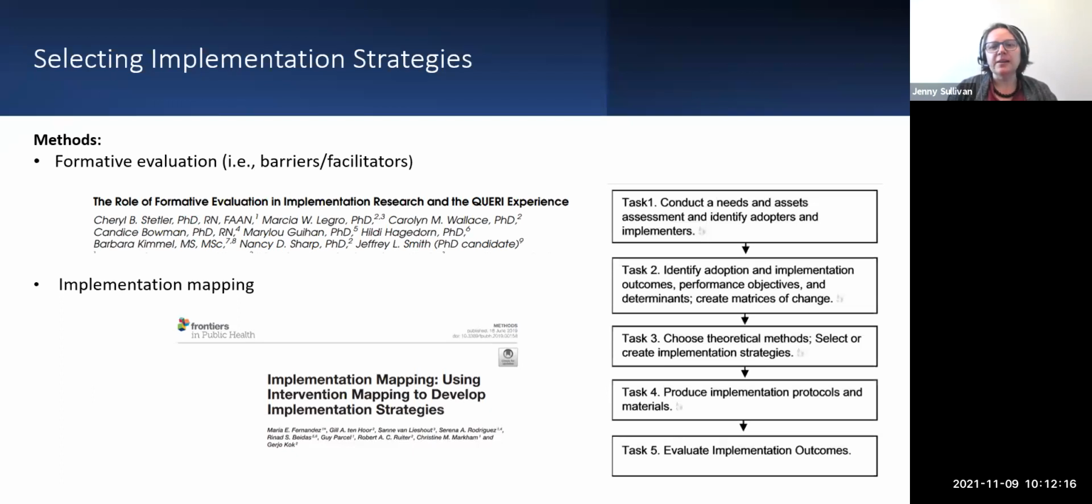So there are really 5 tasks, as you can see on this slide, to conducting implementation mapping, including a needs assessment, identifying adoption and implementation outcomes, performance objectives and determinants, choosing theoretical methods, selecting and creating your implementation strategies, producing implementation protocols and materials, and then evaluating your implementation outcomes. So these are all important considerations in implementation mapping.